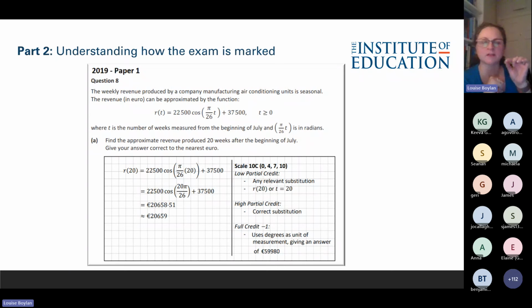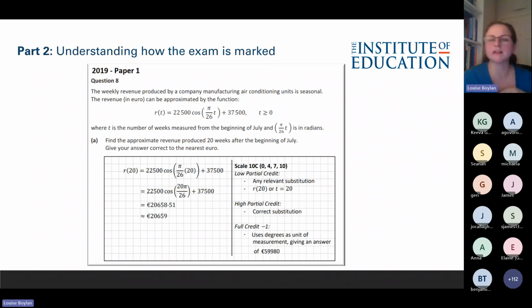So even if it looks really off-putting to you, don't panic. Calm. What do I have? What do I want? Can I sub something in here? And then better again, if you actually work it out, you got your full marks, right? Or your full marks minus one. I've put this one in here for a specific reason, because I mentioned there it was radians. If you don't have your calculator in radians, you'll get the wrong answer and they will take a mark off you for doing that.